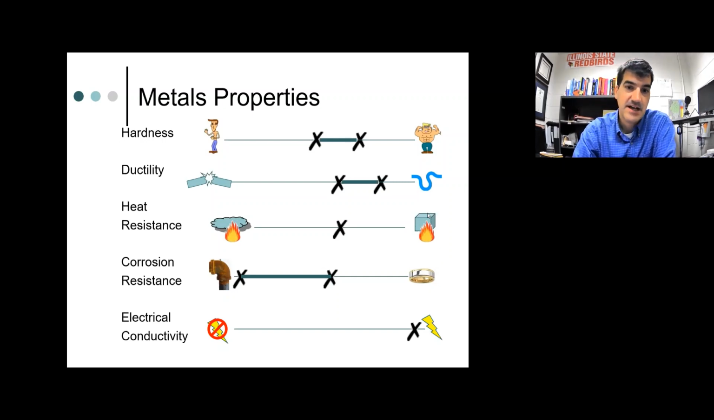All right. Corrosion resistance tends to be medium to poor, depending on whether we're talking about a ferrous metal and what kind of ferrous metal, or some kind of non-ferrous metal. And conductivity, they tend to be very conductive because of that sea of electrons, and those electrons can just move and conduct electricity.